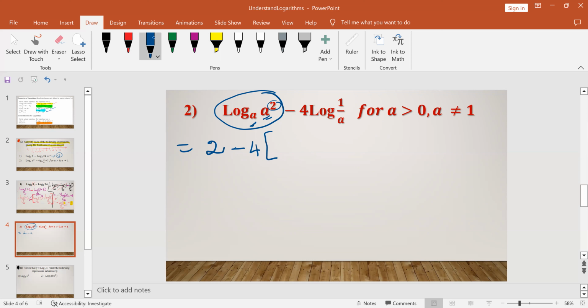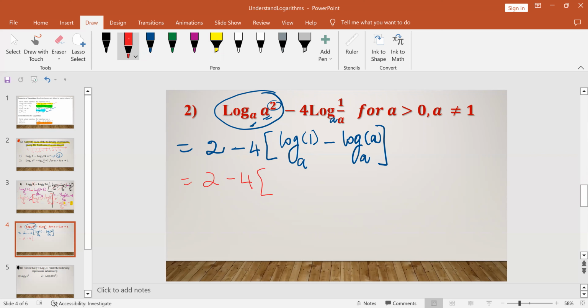Again, I'm going to use a square bracket. Log of a fraction is the log of the numerator, so there is a here, minus the log of the denominator. So you have to understand that log of 1 is 0.